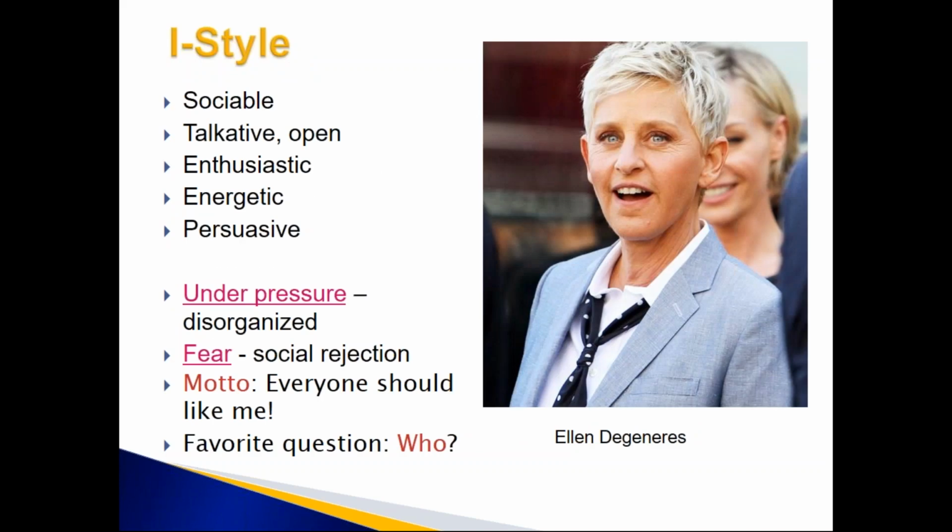All right, so an I style person is very sociable, talkative, open, enthusiastic, energetic, and persuasive. Under pressure, they're disorganized, their fear is social rejection. The motto is everyone should like me or everyone likes me. And the favorite question is who else is coming with us? All right, and I have a picture of Ellen DeGeneres here who I think gives you a pretty good visual of someone who's a strong I style, or influencer style.